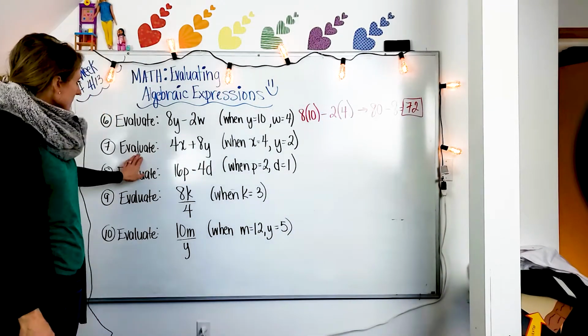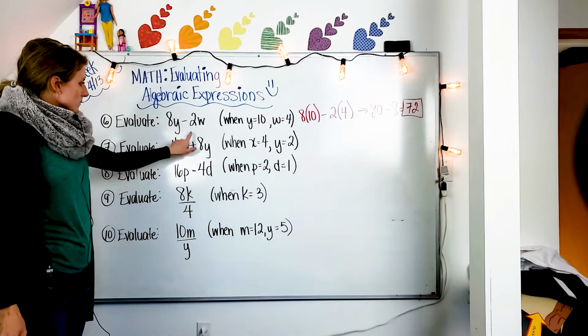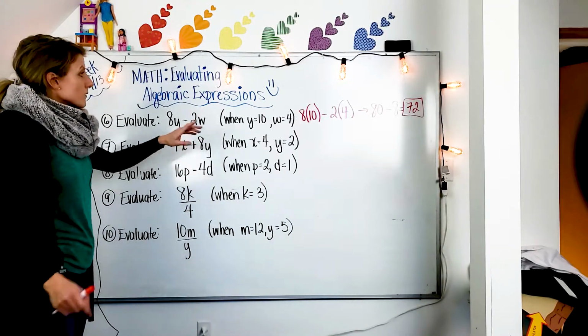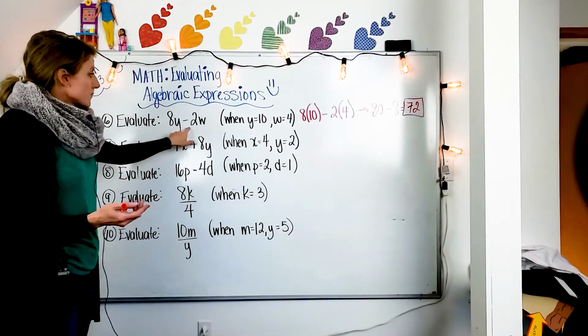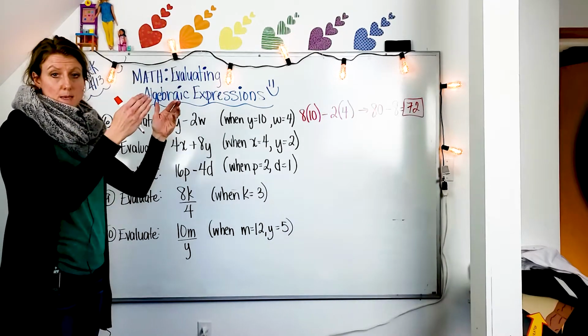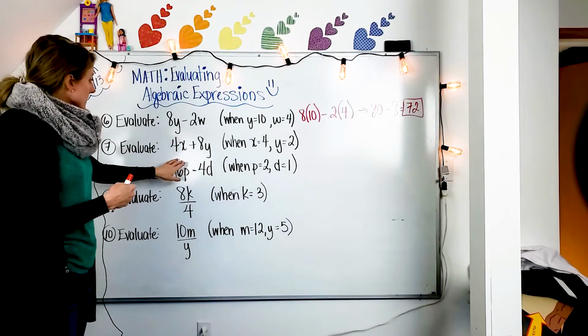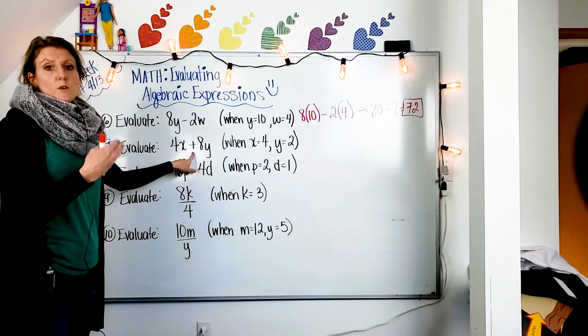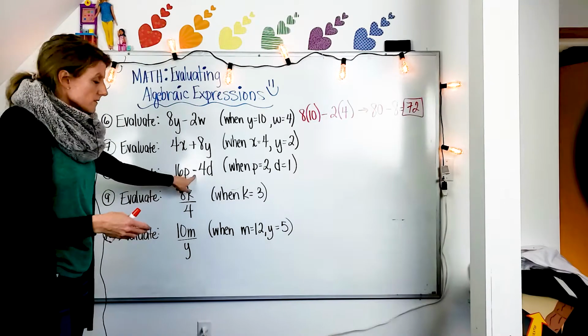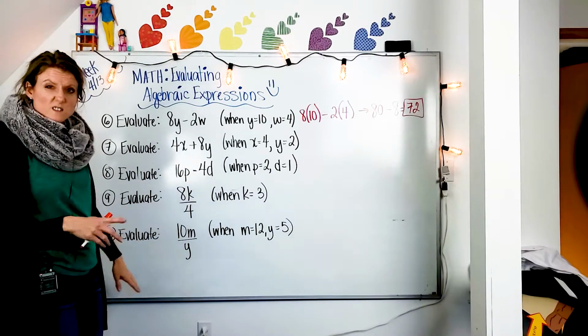On number 7, very similar, except we have an addition sign. Again, PEMDAS, the reason we're taking care of multiplication first is because the M in PEMDAS comes before the S for subtraction. Again, here, multiplication is going to come before the A for addition. Okay, and here, same kind of thing. And then we'll get into some division.